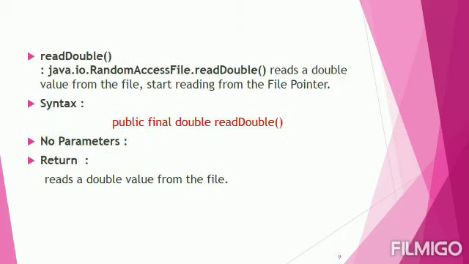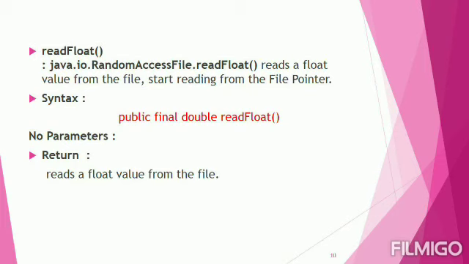The next function is to read a double value from the file starting from the file position. It does not take any parameter, but it returns a double value from the file. The next function is to read a float value from the file starting from the file pointer. The syntax is public final float readFloat. It does not take any parameter, but it returns a float value from the file.